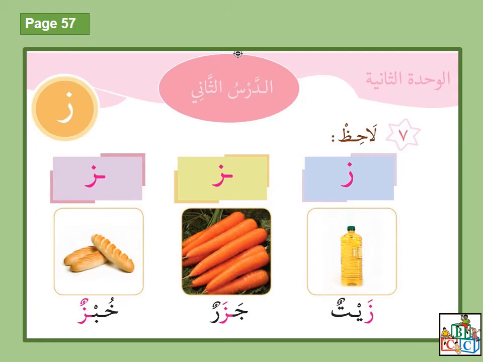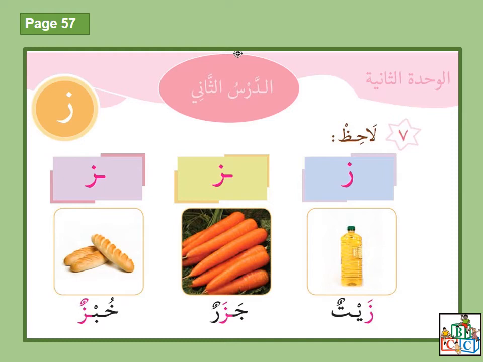زيتون, oil. Now, let's see the word جزر. And the Z is in the middle. See how it is attached with the jim. جزر, carrot. Again, جزر, carrot. And the last one is خبز, bread. And the za is at the end. It is attached with the middle one, the ba. خبز, bread.